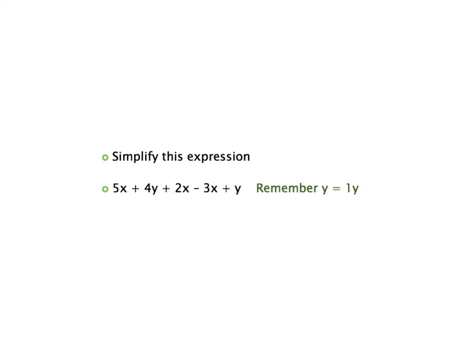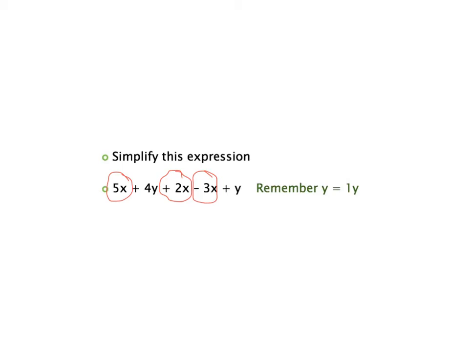So when we're collecting the like terms, use a different colour pen and circle all the like terms together. So we'll start with the x's. We're going to circle the x's. And when we circle them, we have to circle the sign before the number. So I'm bringing the plus 2x and the minus 3x.